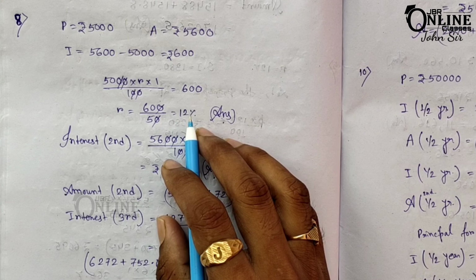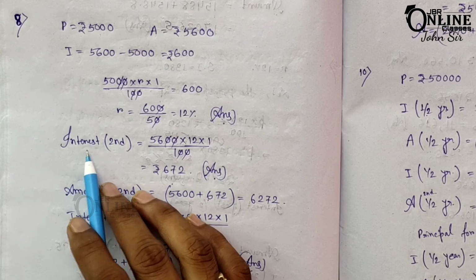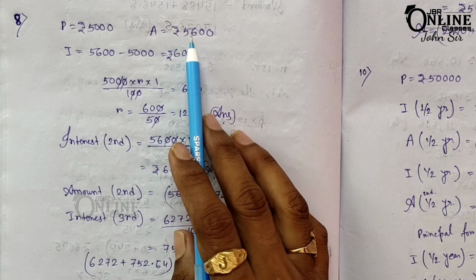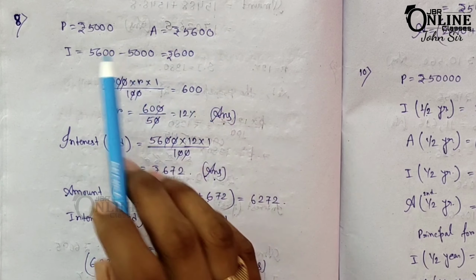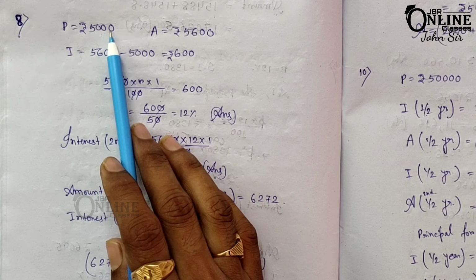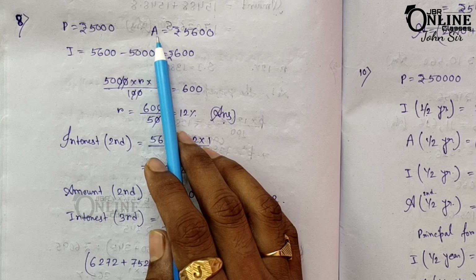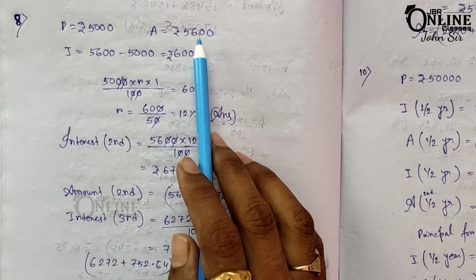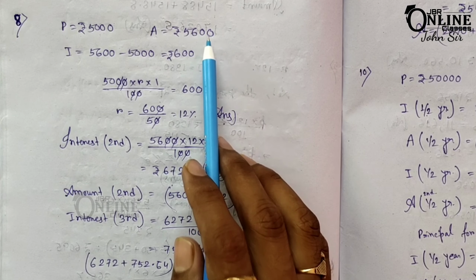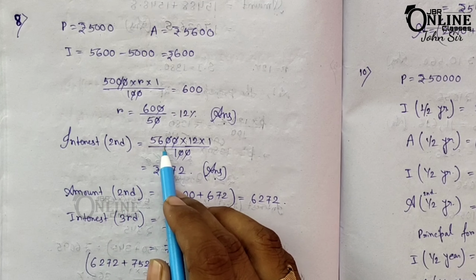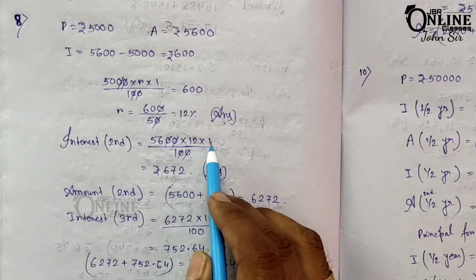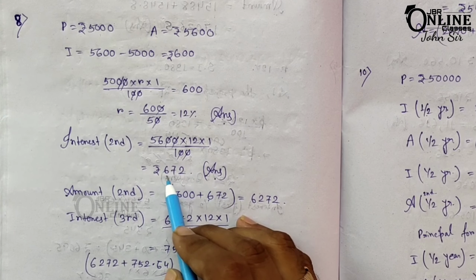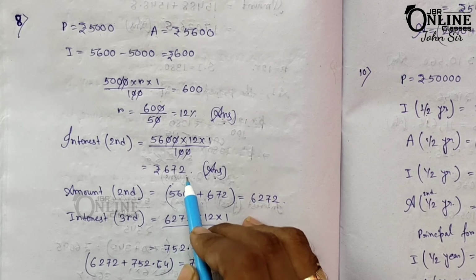Next you have to find out the interest accrued in the second year. So for the second year the principal will be 5600. For the first year the principal equal to 5,000, and the amount after first year is 5600, that means that will be the principal for the second year. So here interest equal to 5600 into 12 into 1 by 100 and that becomes 672. That is the second answer.